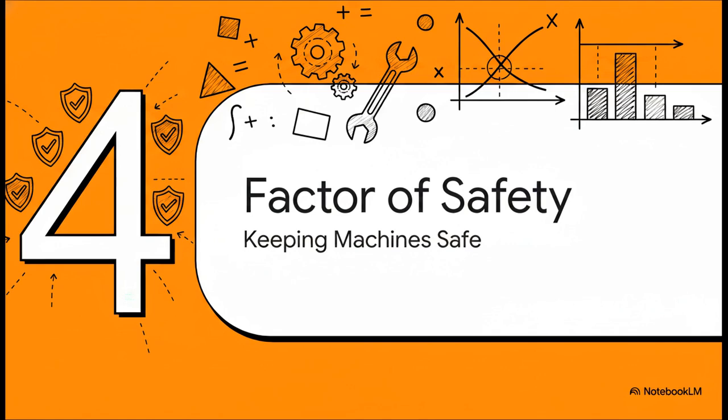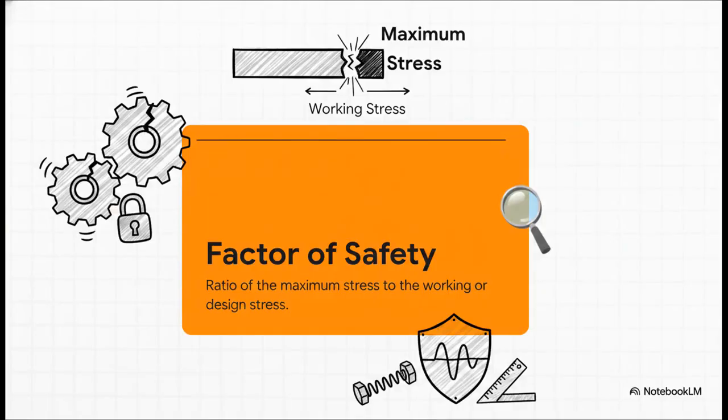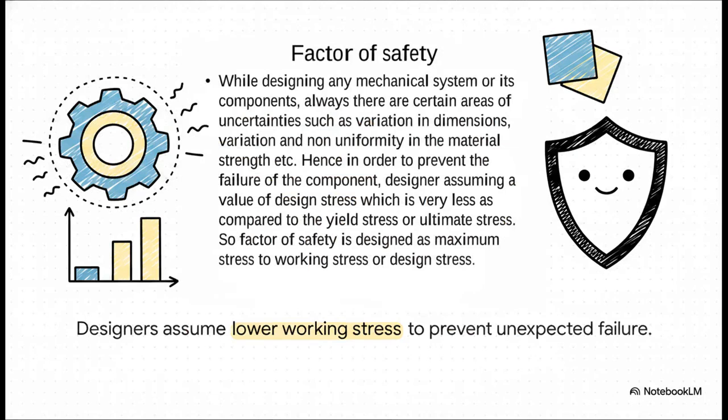Let's see how all this philosophy builds into the fundamental mathematics used to keep machines from falling apart. This brings us to a concept every engineering student just has to master: the factor of safety. It is defined as the ratio of the maximum stress a material can handle compared to the much lower working stress you're actually going to allow the machine to operate under day to day. But why do we do this? Why not just design a machine to operate right up to its maximum limit?